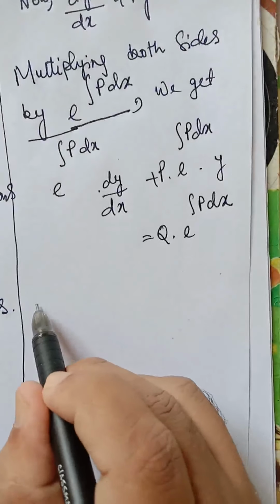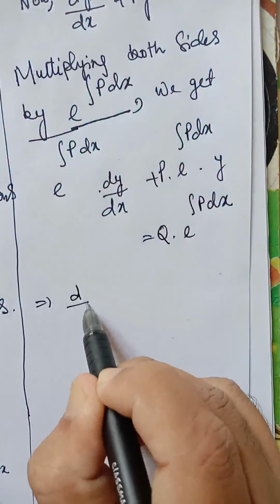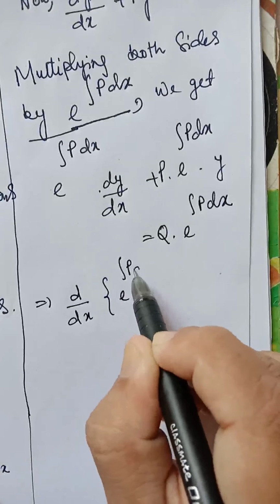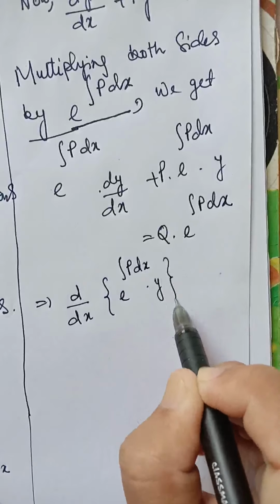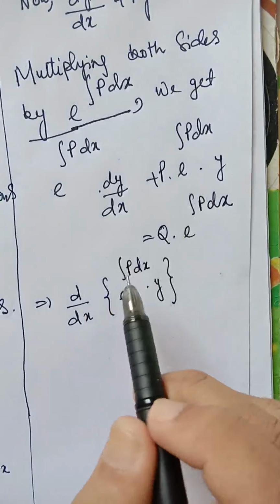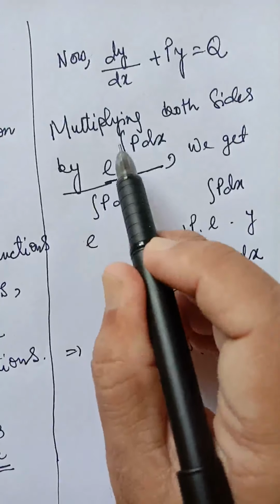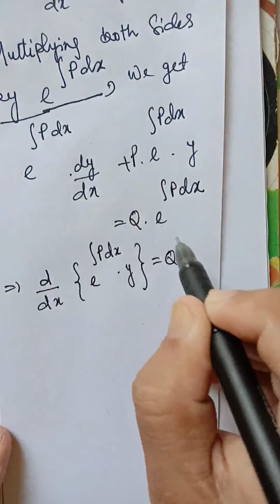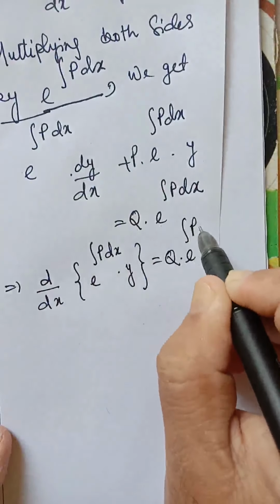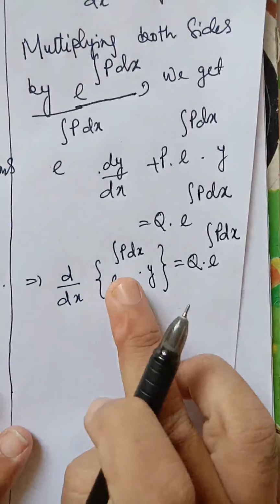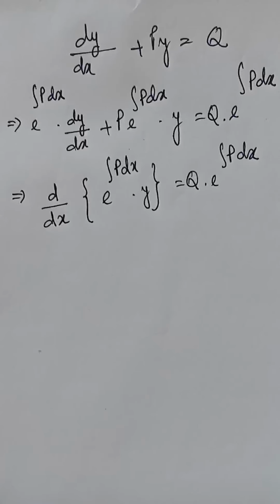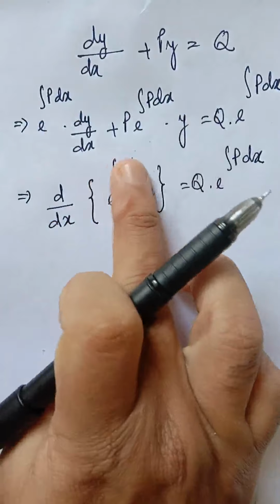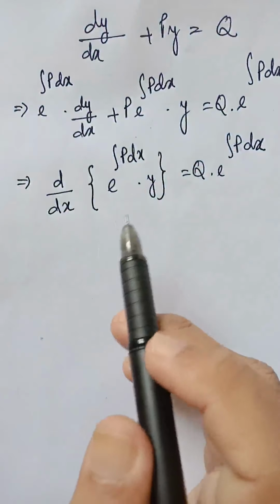Now if we multiply, the left hand side will become the derivative d dx of e to the power integration of p dx into y. If we multiply both the sides by e to the power integration of p dx, the left hand side will become this, and the right hand side will remain the same, q into e to the power integration of p dx. Let me explain this part. Here I just want to explain how the derivative of this becomes this. How the derivative of this part becomes this. I am showing you, see.